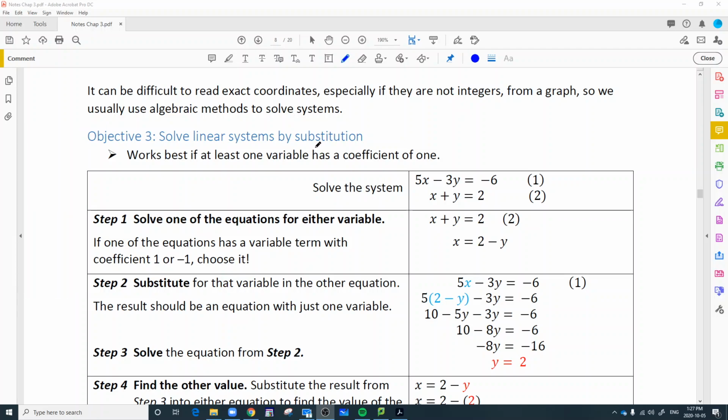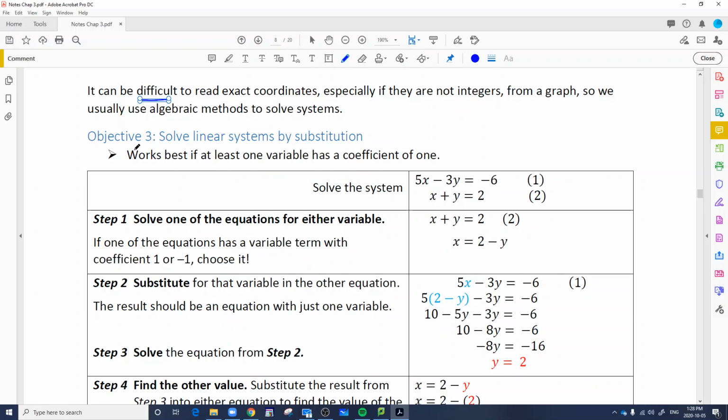So the first method of solving a system of equations, so two lines, is graphing. But there's some really huge challenges that come along with that. Sometimes it's difficult to read the exact coordinates. Like, what if the answer was 1.8? You're never going to be able to read that off a graph. So we need another method to solve a system of equations.